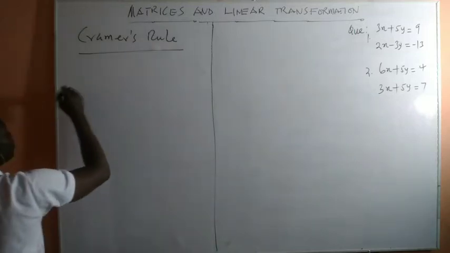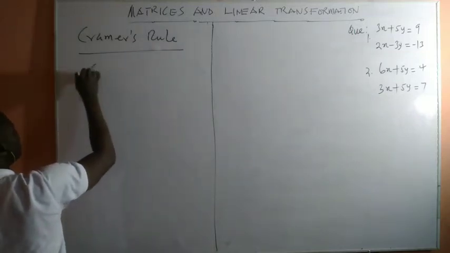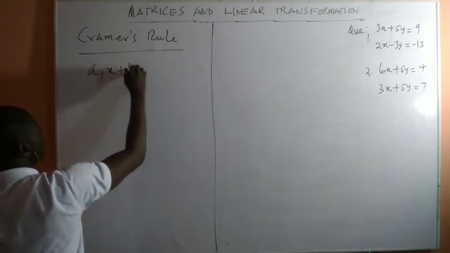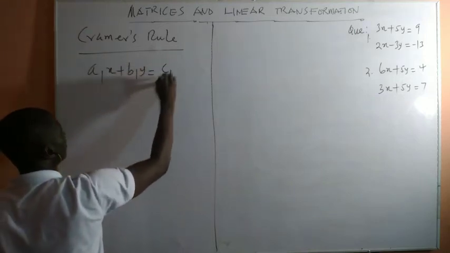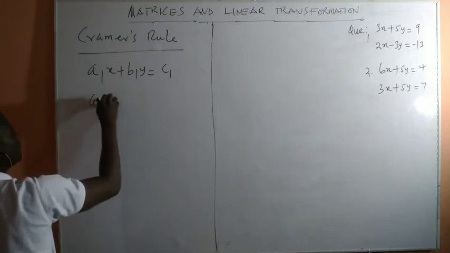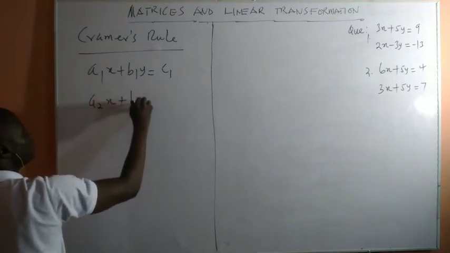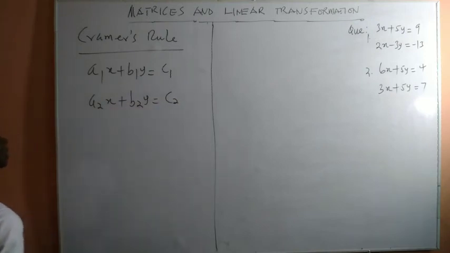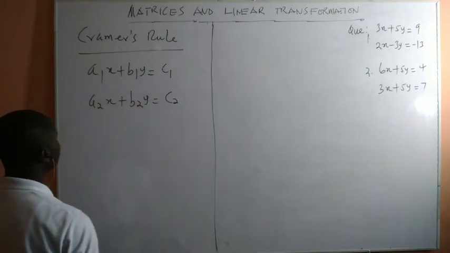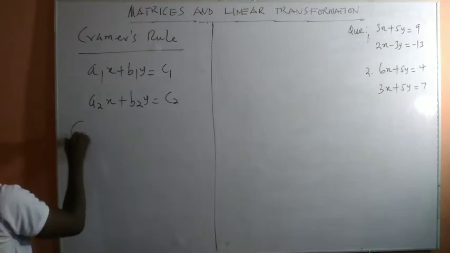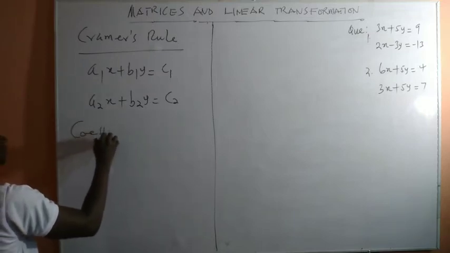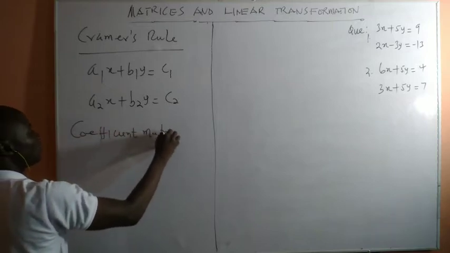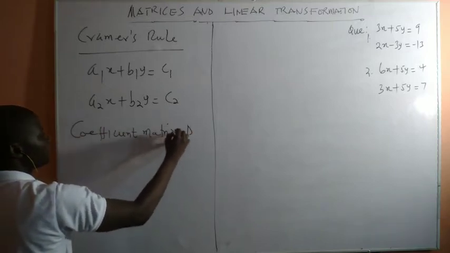Now, let's assume that we are given this system of linear equations. We have a1 x plus b1 y equals c1, then we have a2 x plus b2 y equals c2. Now, what Cramer's rule is saying is this. We have what we call the coefficient matrix, and the coefficient matrix is D.